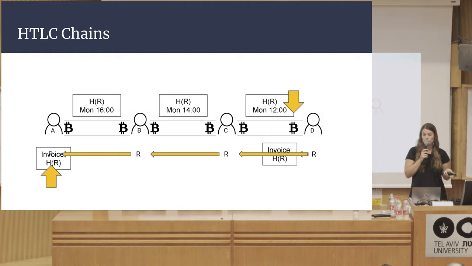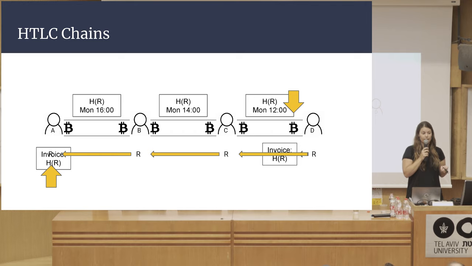C updates the channel balance to give D more of the balance, the amount that was agreed on, and then they clear the HTLC because it's been satisfied. However, C doesn't want to send these bitcoins to D. They didn't make the original payments, so they need to pull them through the network. So that's achieved by sending R back to B and clearing out the HTLC in that channel, and finally sending R back to A and clearing the HTLC in that channel.